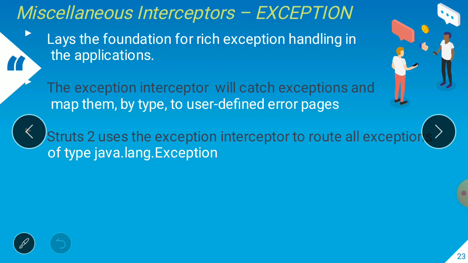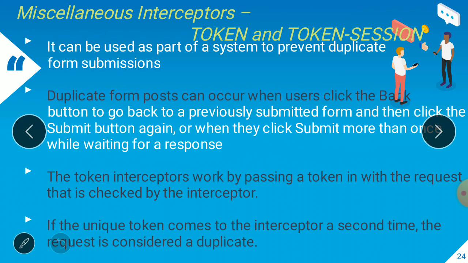So here it will catch the exception and map it. It matches by the type of exception, and then it also calls the user defined error pages. It gives user defined error pages based on the exception raised. Okay, so Struts uses the exception interceptor to route all exceptions by type java.lang.Exception. Already we have seen in Java that this is the base class for all the exceptions. So using this single base class, all exceptions are routed to the corresponding error pages.